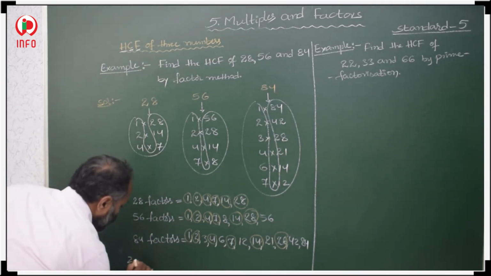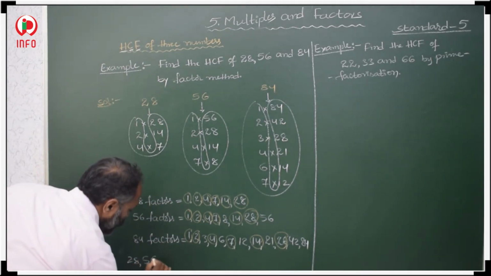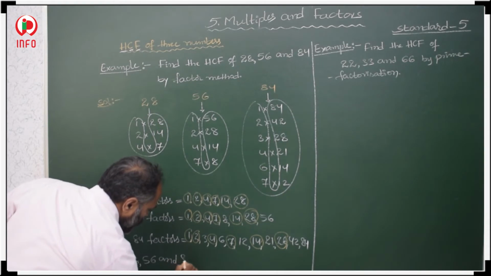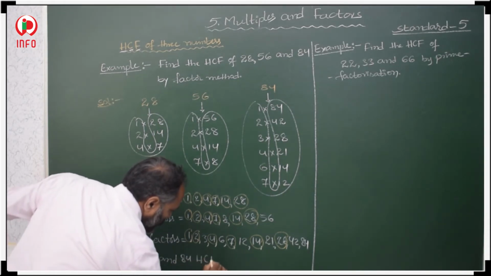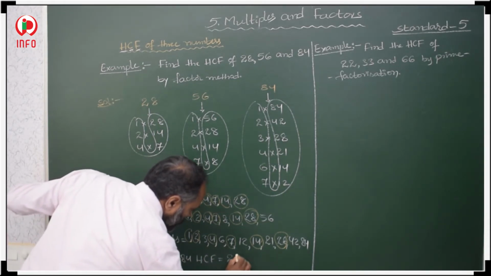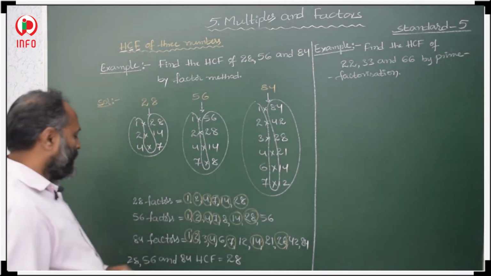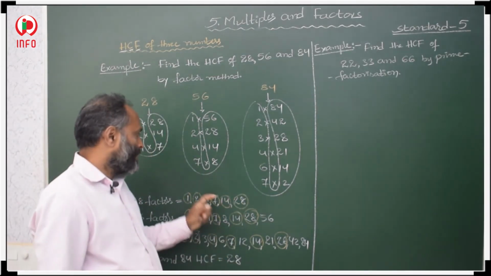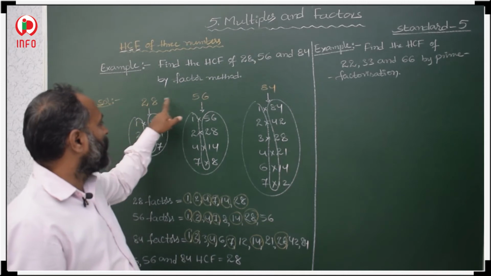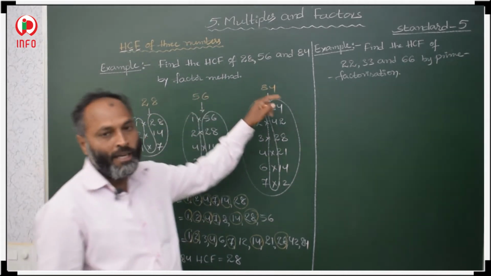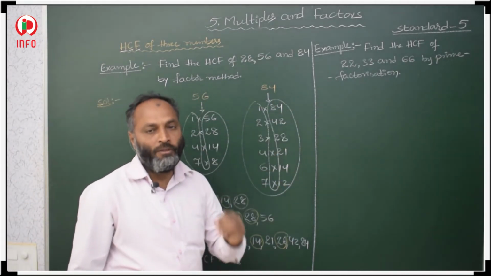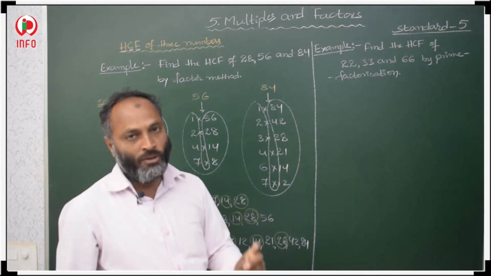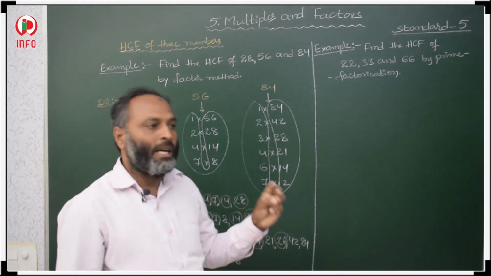Then 28, 56 and 84. The highest common factor is 28. 28 is the highest common factor of 28, 20, 56 and 84. First we have to write the factors, then we have to check common, then after that highest.